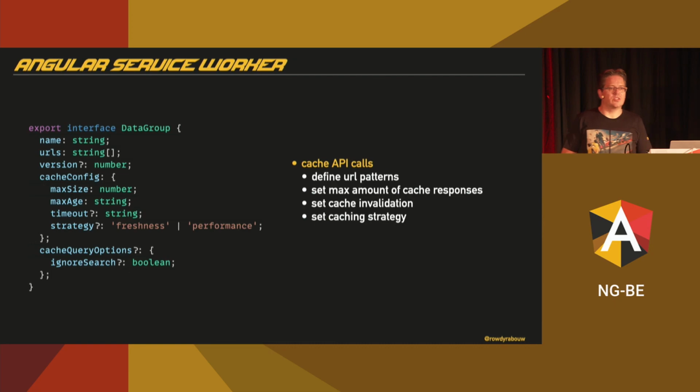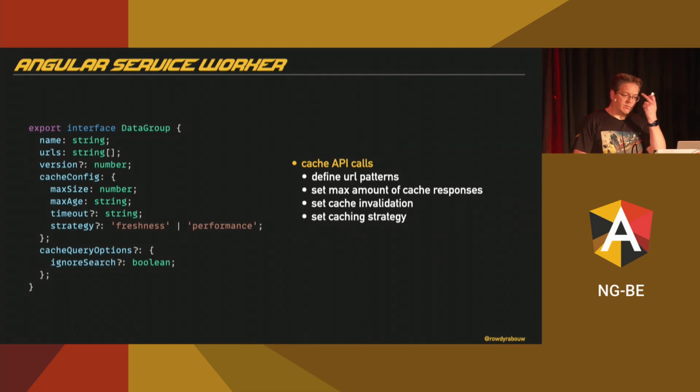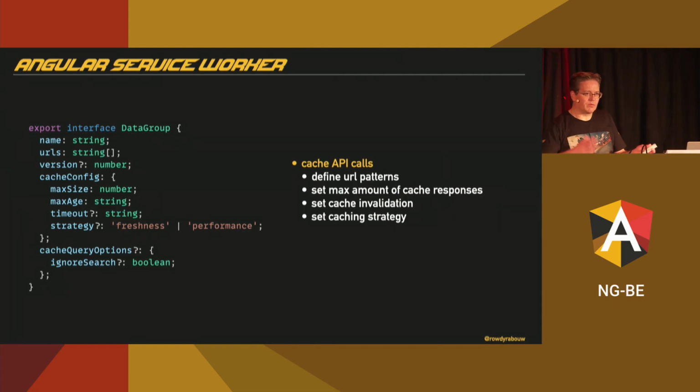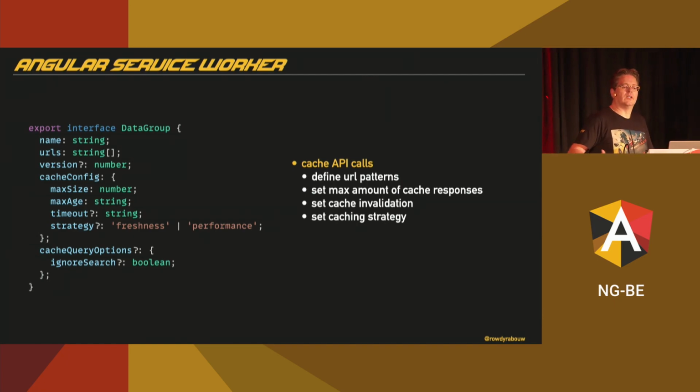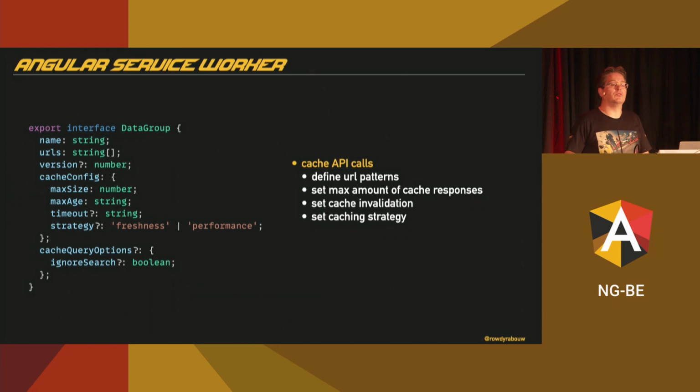You can also set cache invalidation. So let's say we only want to store these JSON responses for 7 days, and just after that they might not be fresh anymore, so get rid of them. And a caching strategy: freshness and performance. Freshness means always get them from the network first, and if that fails for some reason or takes too long, then serve them from the cache. And performance means serve them as soon as you can from the cache, and maybe later on use them from the network if they are fresher.